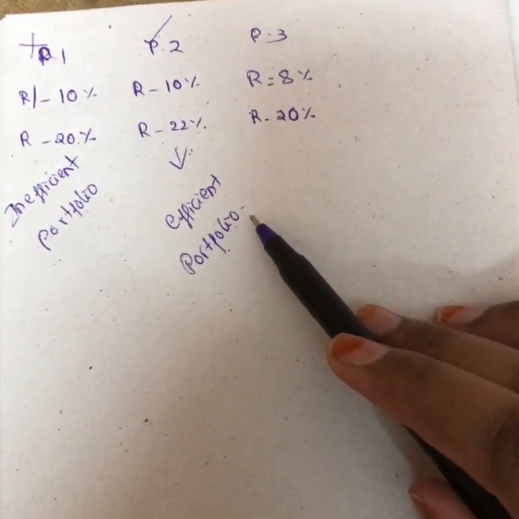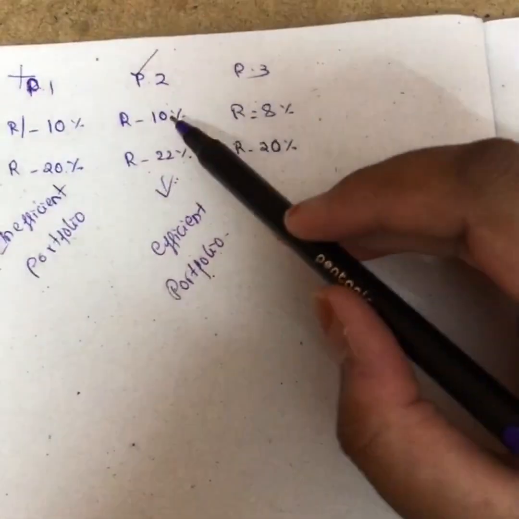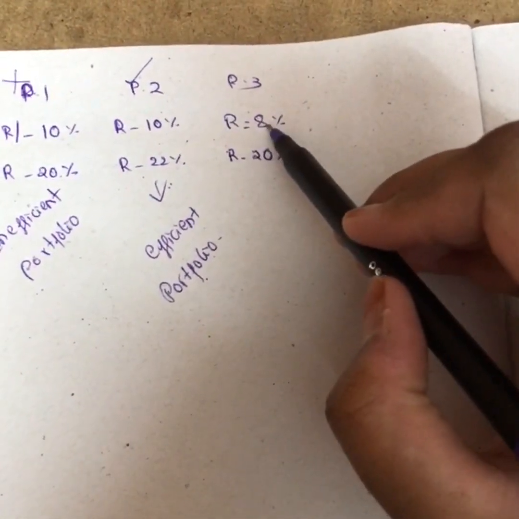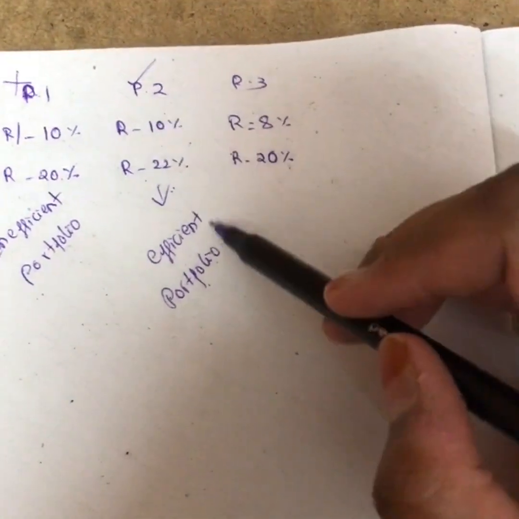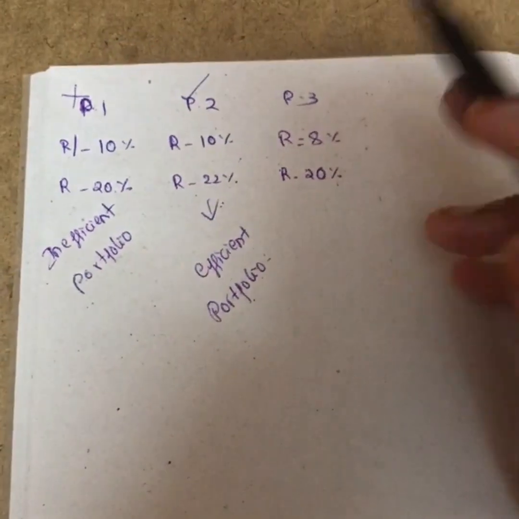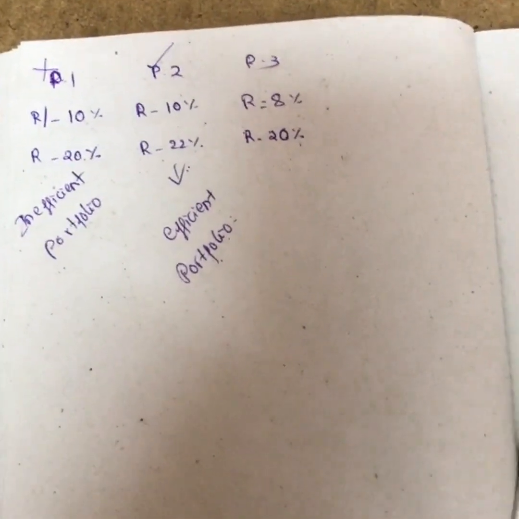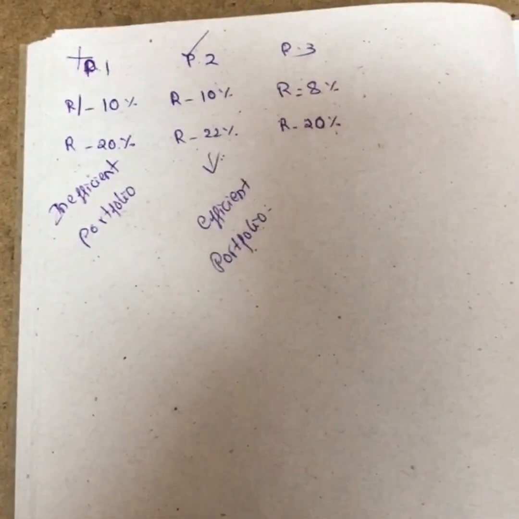An efficient portfolio is nothing but the portfolio which dominates the other portfolios. In this case, even if you compare portfolio 3, the risk can be less, but the return is also less. So obviously P2 is an efficient portfolio, and P1 and P3 are inefficient portfolios. So this is all about your feasible set of portfolios, girls. Now we are going to see the efficient set of portfolios in detail.